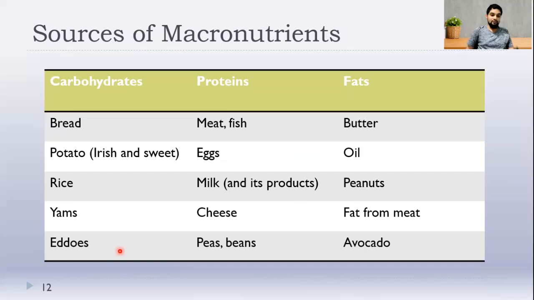This table is showing us the sources of the different macronutrients. There are different sources that we can get carbohydrates from. These include bread, potato, rice, yams, arrowroot. Sources of protein include meat, fish, eggs, milk, cheese. Dairy products are a high source of proteins, and leguminous plants also have a high amount of proteins. Fats, we can get from butter, oil, peanuts, avocado, and fat from the meat sources.